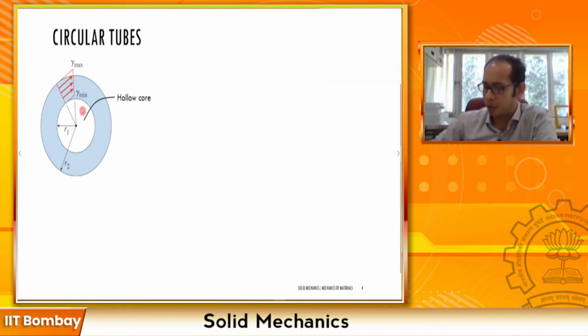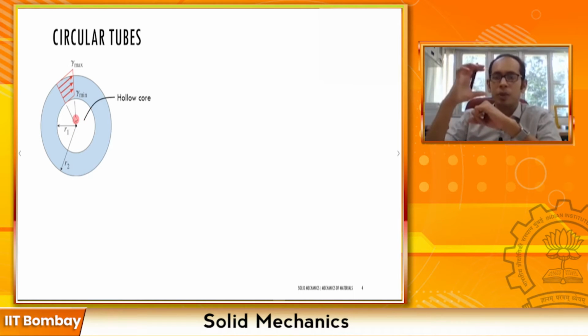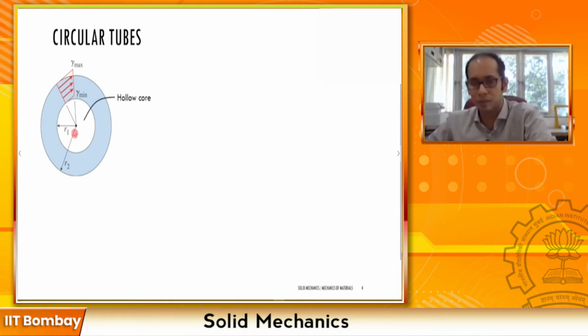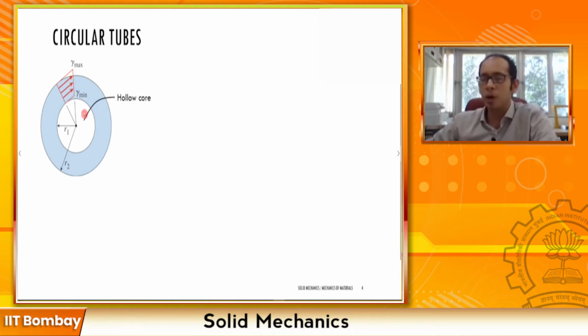So in the hollow shaft, remember, you don't have any material here, so it's hollow, like a pipe. You have a pipe with an outer radius and an inner radius. Since you have no material on the inside, of course you cannot have any shear stresses or shear strains. So your minimum amount of shear strain is going to happen at the inner radius R1, right? And the maximum is going to happen at the outer radius, which is your R2 over here.